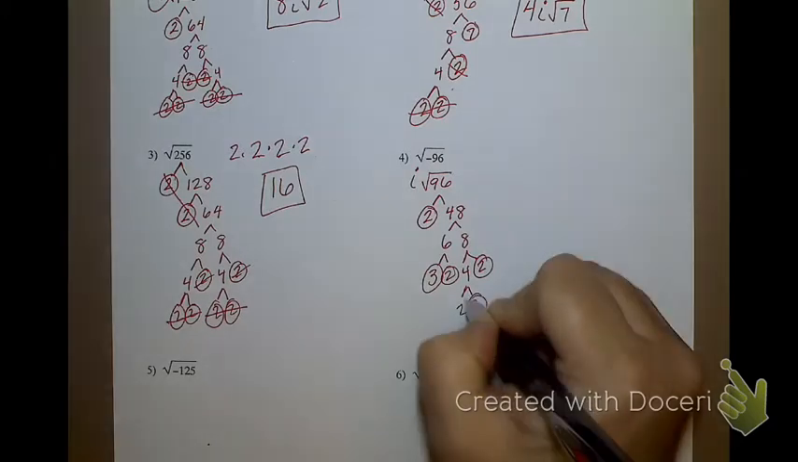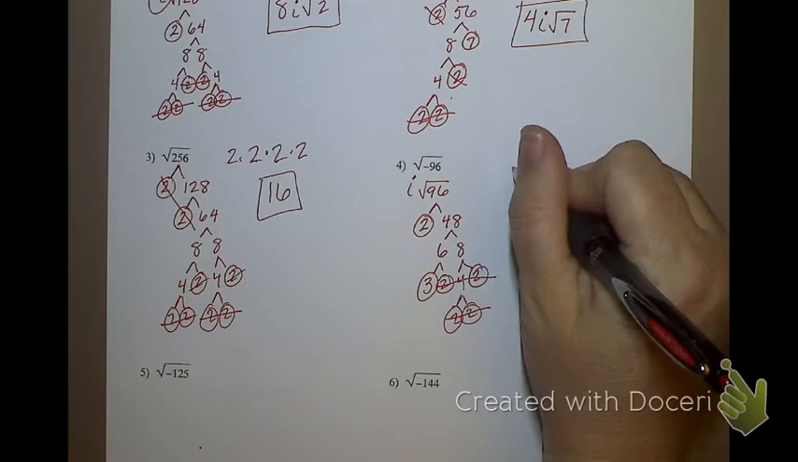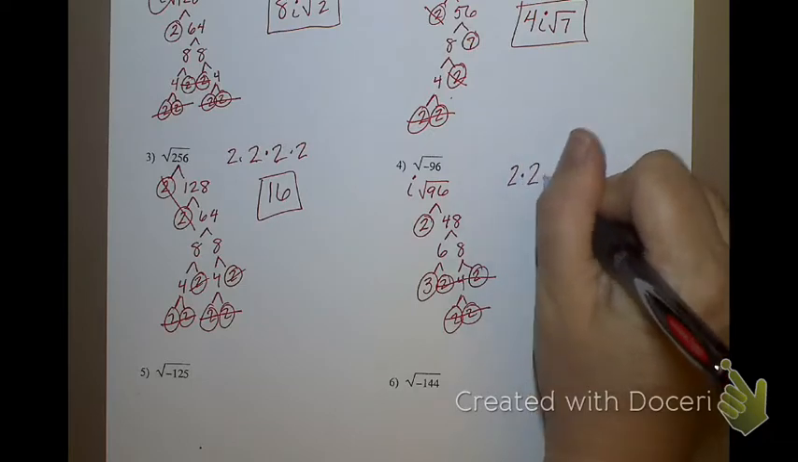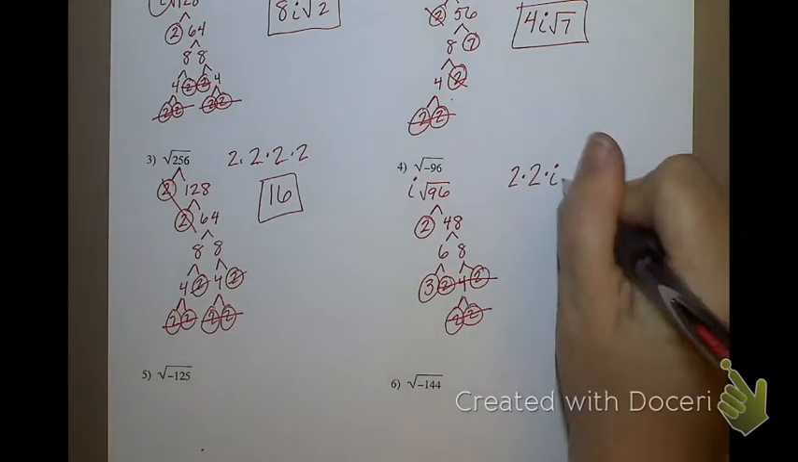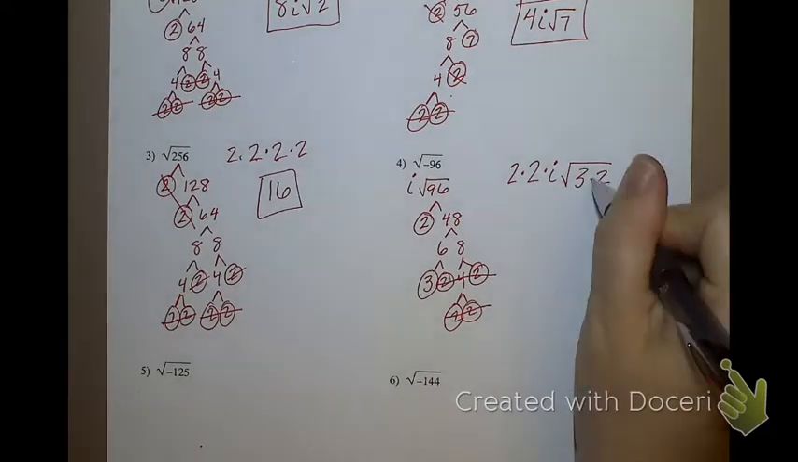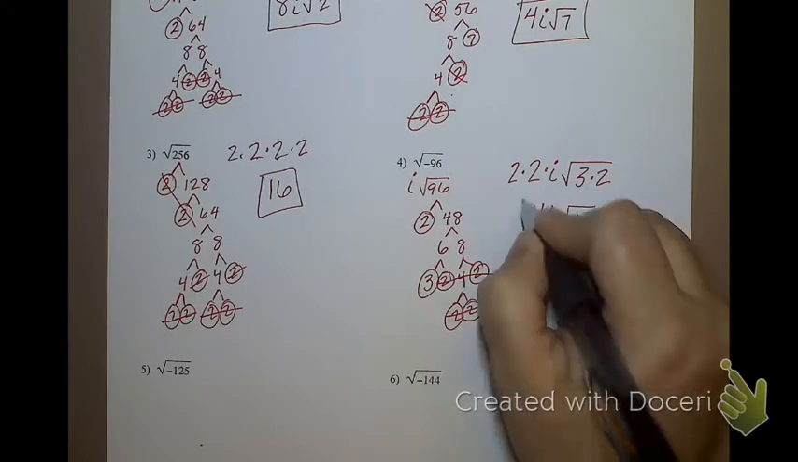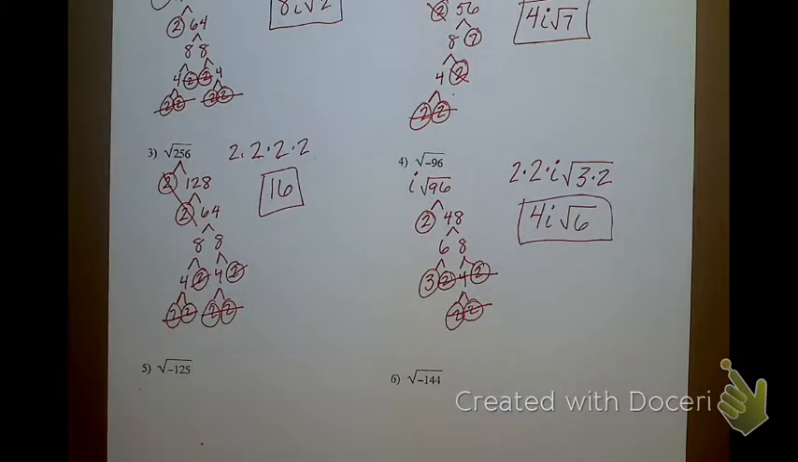2 and 2. Okay, so what have we got? A 2, a 2 and another 2. Yeah, and then a 3 inside. And don't forget the I. And inside I have a 3 and a 2. I'm going to multiply them. So I have 4I radical 6. All right, you try 5 and 6.